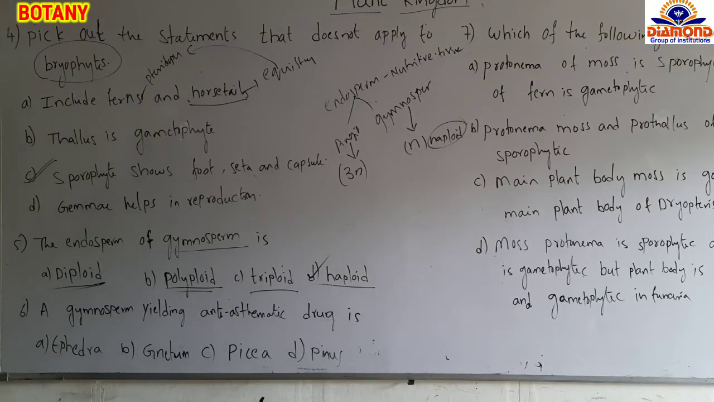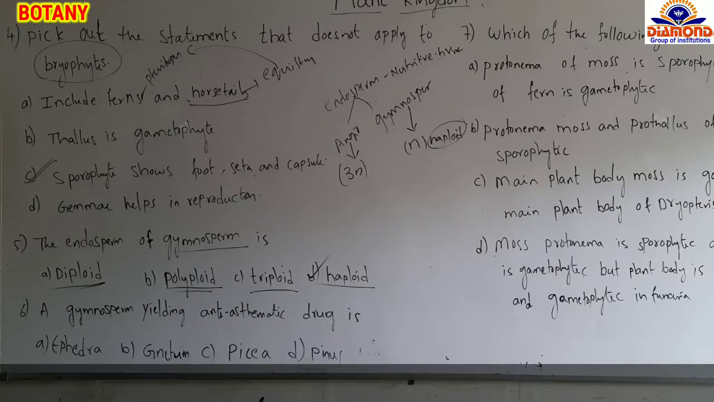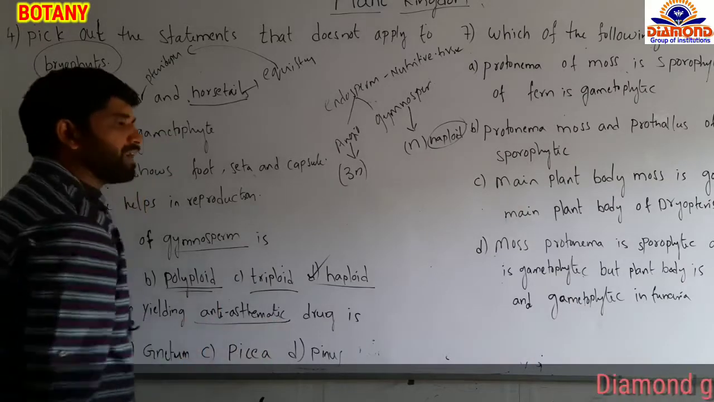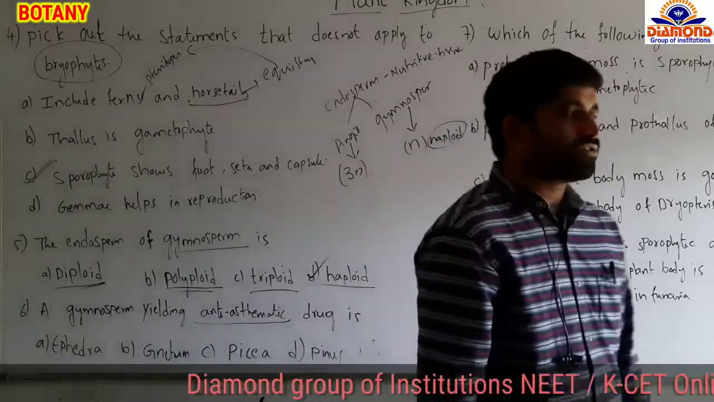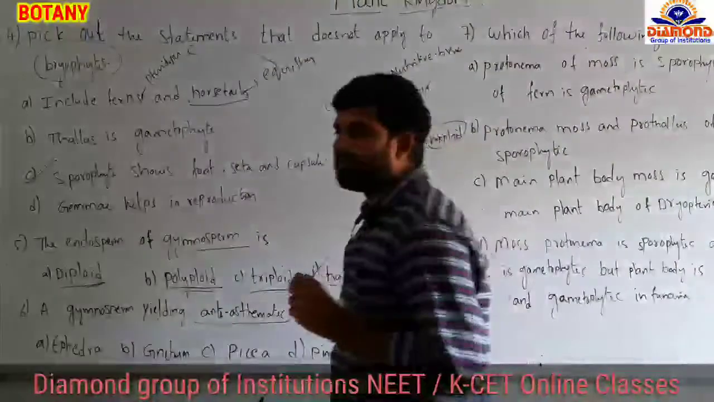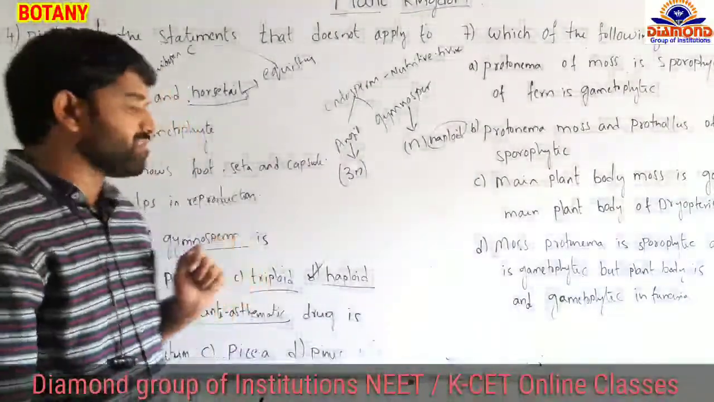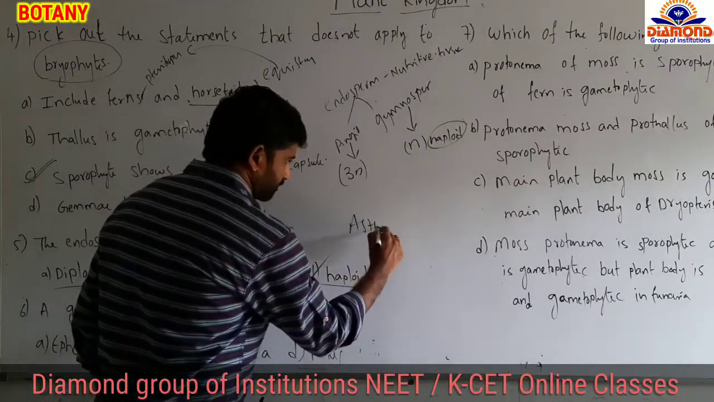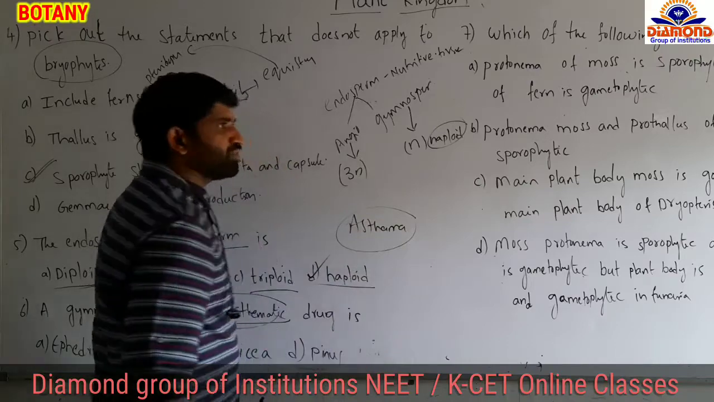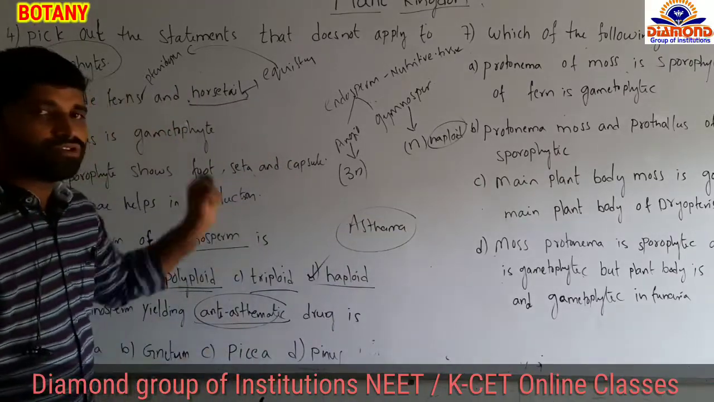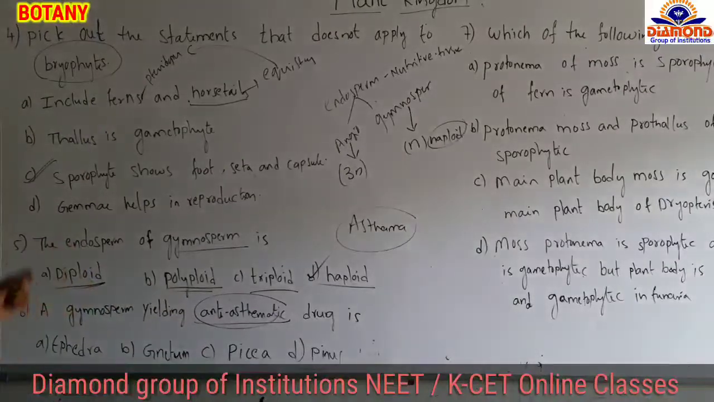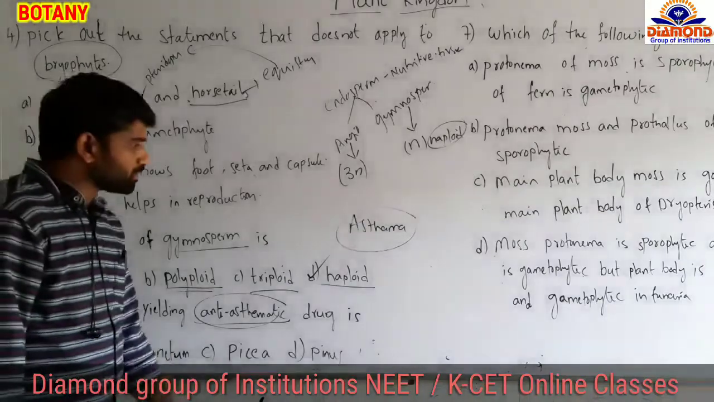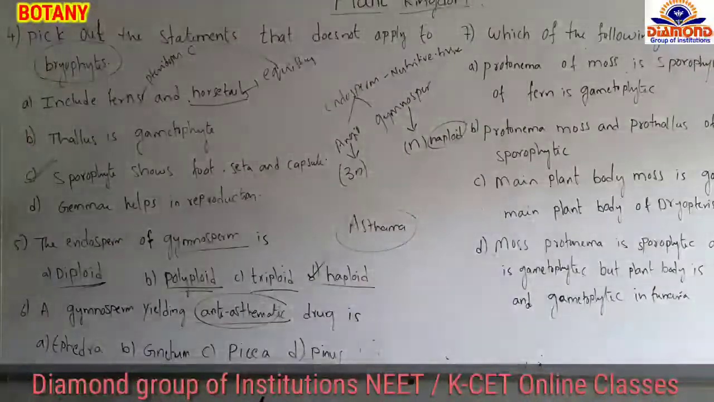Question number 6: a gymnosperm yielding an anti-asthmatic drug. So you want to know the meaning of anti-asthmatic drug. Some of the gymnosperms have medicinal values. Anti-asthmatic, you know the disease of asthma. For curing asthma, we use some gymnosperms. The bark of those gymnosperms is used for asthma, and some puff is also obtained from the gymnosperms.